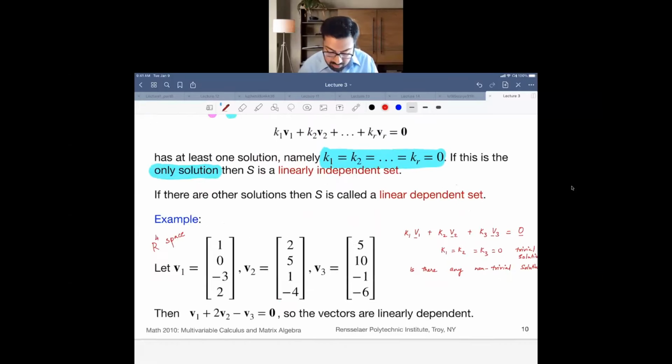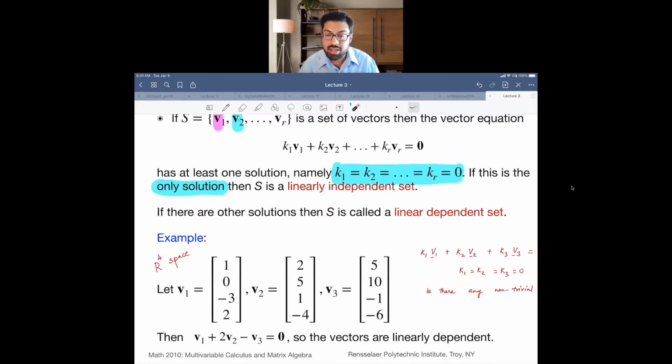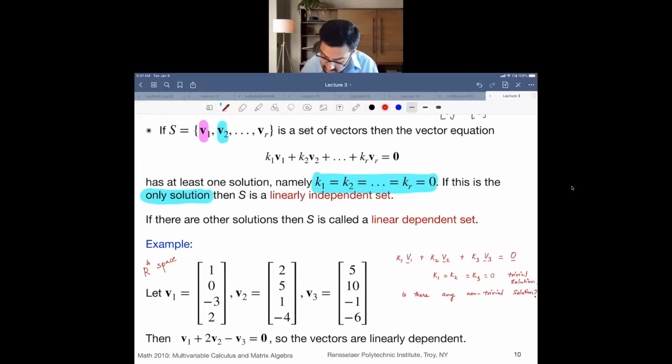But for this example, let me give you the answer. Let me give you the values of k1, k2, k3 that actually satisfy this, which are non-trivial. So if k1 is 1, k2 is 2, and k3 is -1, then this actually gets satisfied. So v1 plus 2v2 minus v3 is actually a 0 vector, which essentially means the answer for this one is yes. I don't know if it is the only one or there are many, but I found at least one non-trivial solution which makes these vectors linearly dependent.